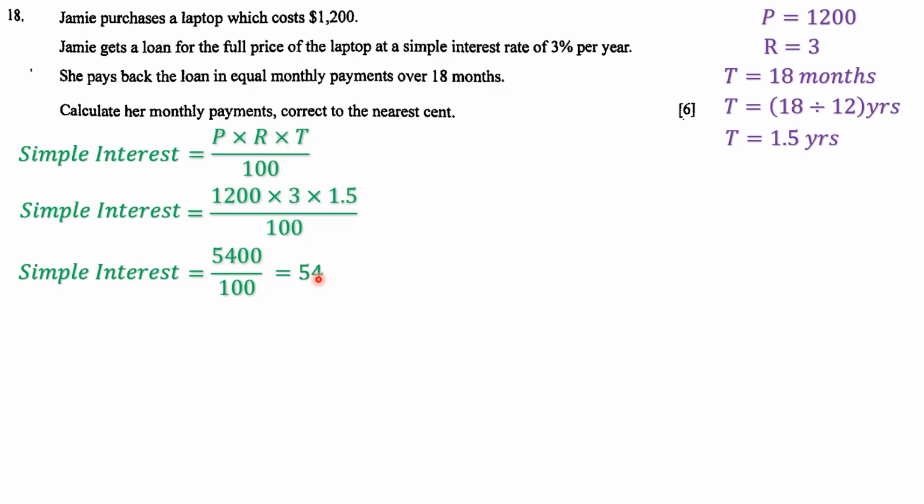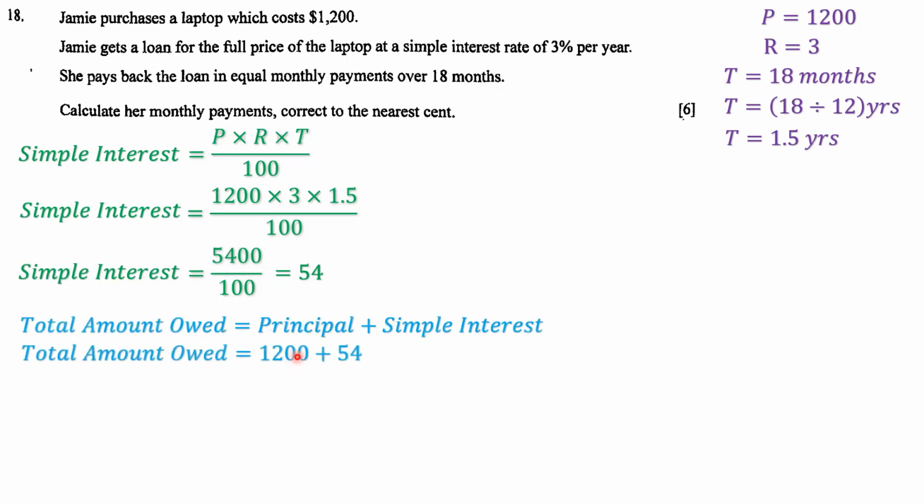But that's just the interest. How much does she have to pay back is the question. So the total amount owed that she has to pay back is going to be the principal, the amount that she borrowed, plus the interest that we calculated, which is going to be 1,200 plus 54. Why 54? That's the interest that we calculated. Why 1,200? Because that's the principal. Now, let us do the amount owed. So the total amount owed is going to be $1,254. That's how much she owed in total.